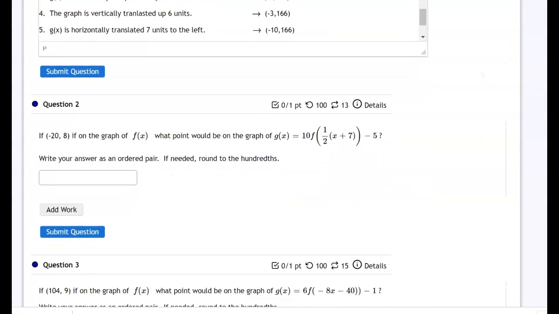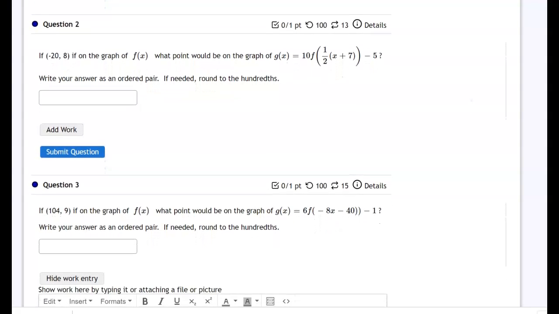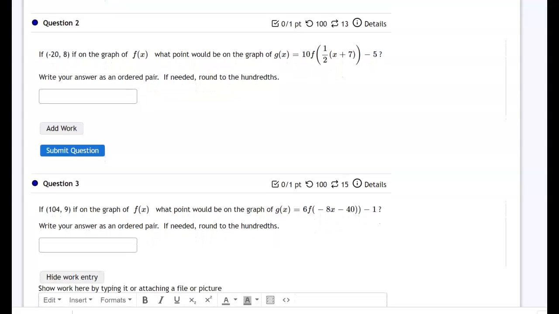All right, same idea here for number 2. Describe the transformations and move that point. So what does the 10 do? What's the 1/2 do? What's the 7 do? What's the -5 do? You can answer this question and then click Continue on the video.